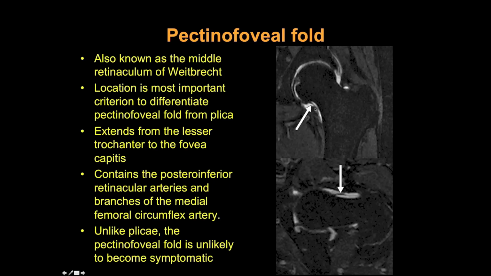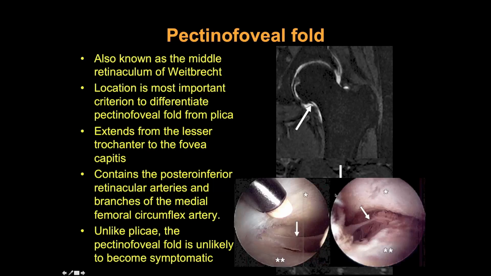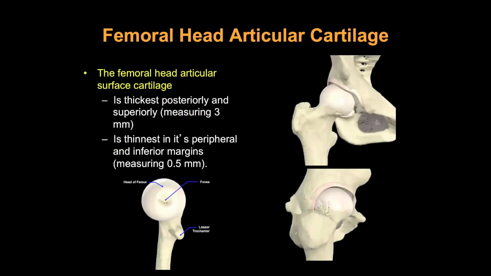So here's an example of a pectineofoveal fold on coronal and axial images. And here it is arthroscopically. Now, the femoral head articular cartilage is thickest posteriorly and superiorly, measuring up to 3 millimeters, and is thinnest along its peripheral and inferior margins, measuring up to 0.5 millimeters. Centrally, we have the area of the fovea capitis, where the ligamentum teres femoris will attach.